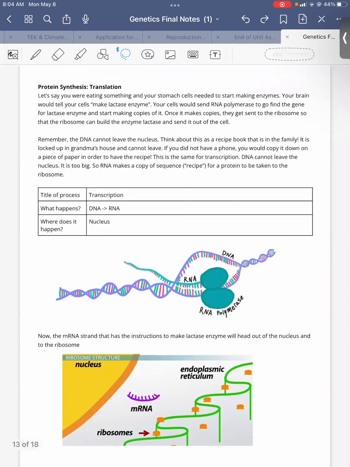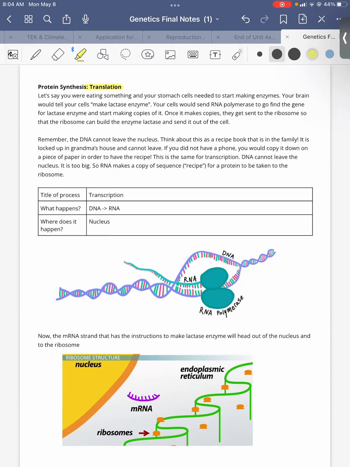Okay, let's talk about the second process, called translation. So that's the second process. And let's just review transcription really quickly because it is a little confusing. I like to repeat myself so that it makes sense, right? So let's give a scenario this time. Let's say you just were eating breakfast, and so your cells need to make some enzymes because you're eating.